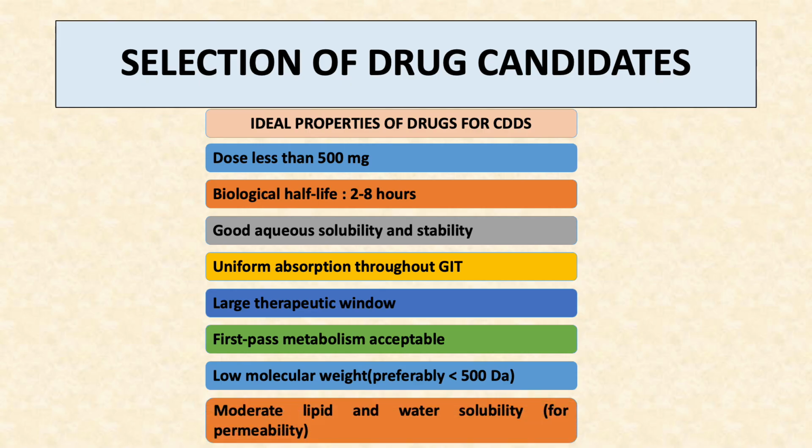And last, moderate lipid and water solubility. Balanced solubility ensures the drug can dissolve in aqueous GI fluid and permeate lipid membranes. So extremely hydrophilic or lipophilic drugs often have poor absorption consistency.